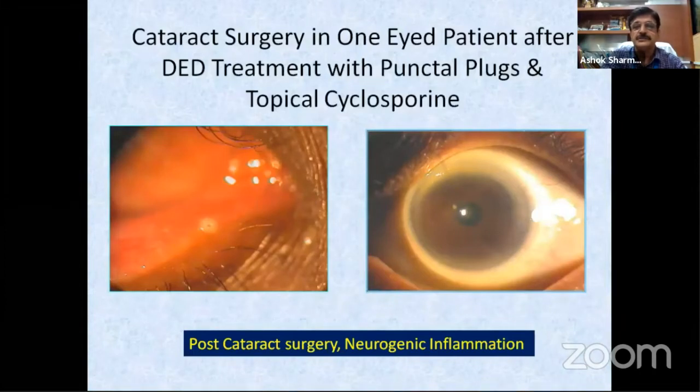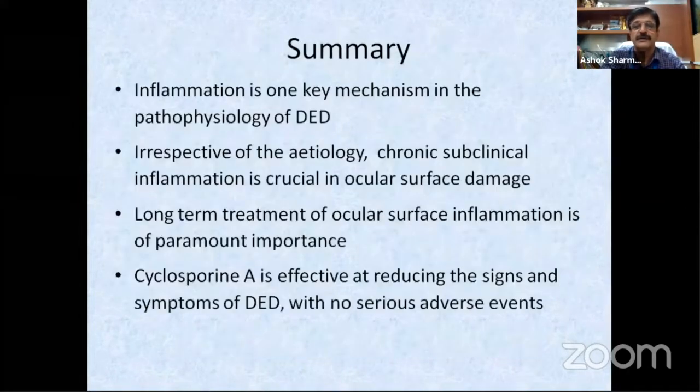Now, in addition to the other effects of cataract surgery on dry eye, post-cataract surgery dry eye can also be aggravated by neurogenic inflammation. So we need to use cyclosporine in these patients pre-operatively and also in the post-operative period. And we need to control neurogenic inflammation. In some of the recent studies, they have used topical steroids pre-operatively so that we can cut down the inflammation post-operatively and decrease the effect of cataract surgery on dry eye.